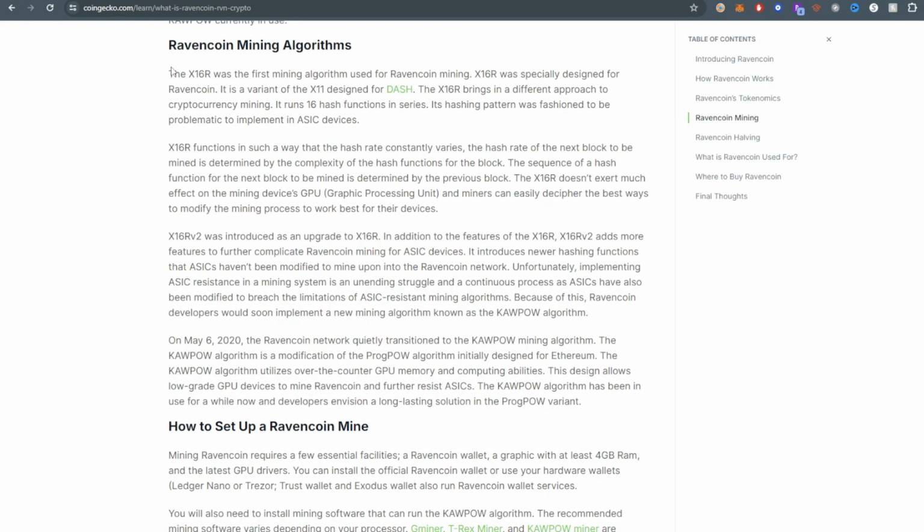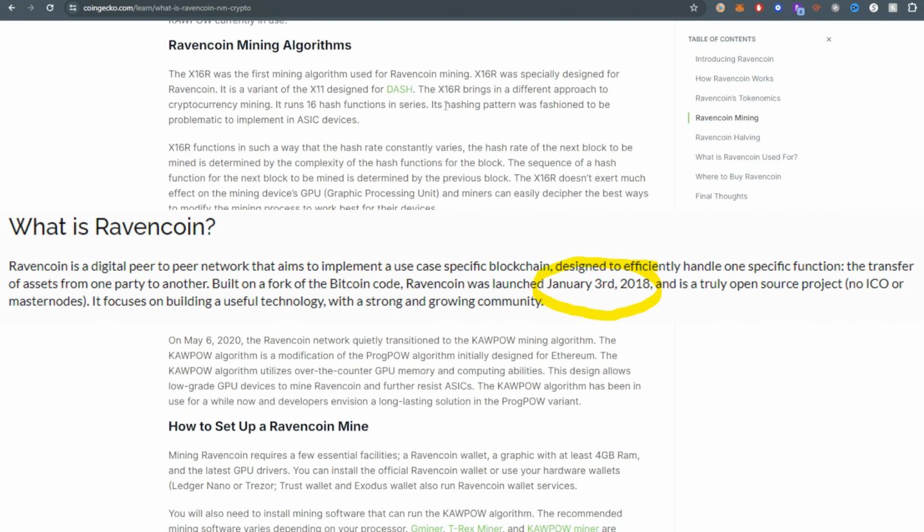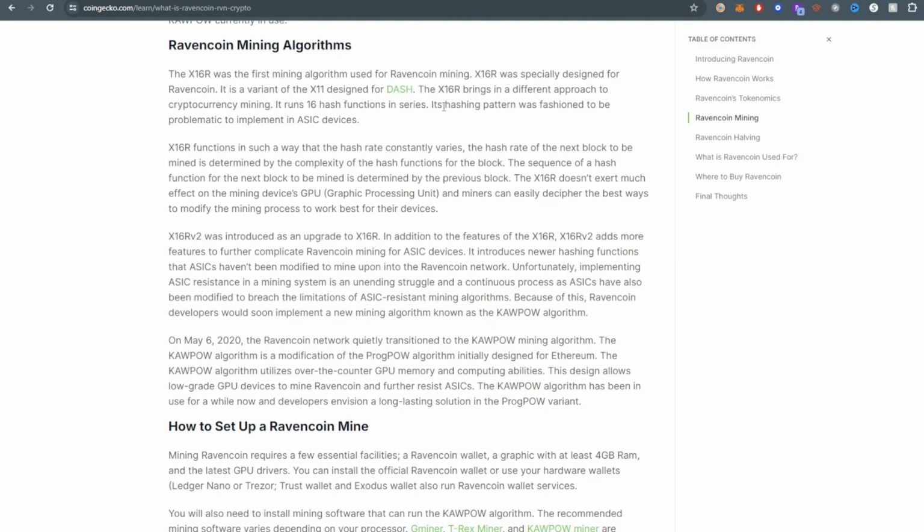So as this says, X16R was the first mining algorithm released for Ravencoin mining. Now, quick note, Ravencoin is one of the OGs of GPU mining coins. I believe it's been around for like 6-ish years. Don't take my word too seriously on that, but it's been around quite a while. So it originally launched on X16R, and it says it brings a different approach to cryptocurrency mining. It runs 16 hash functions in series, and it was designed to be problematic to implement in ASIC devices.